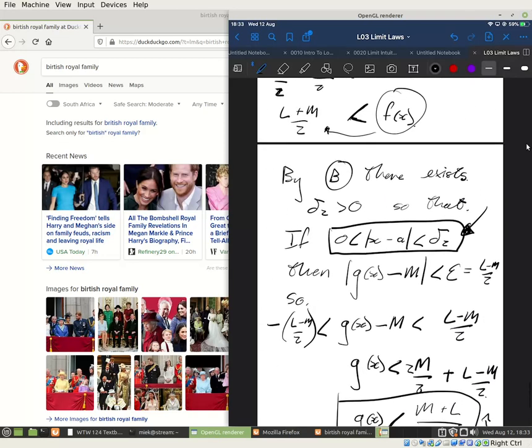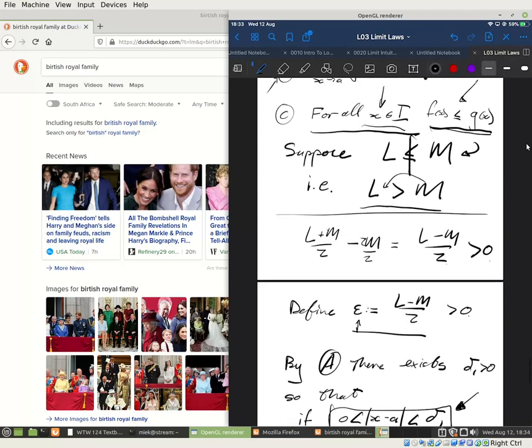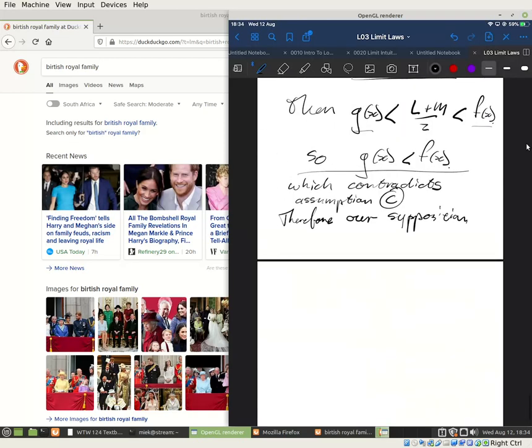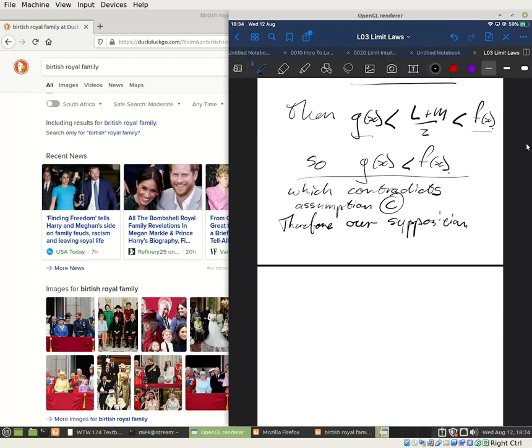Which way around was it? That L is bigger than M is wrong. Therefore our supposition L bigger than M is false, and we conclude that L is less than or equal to M. And that concludes our proof.